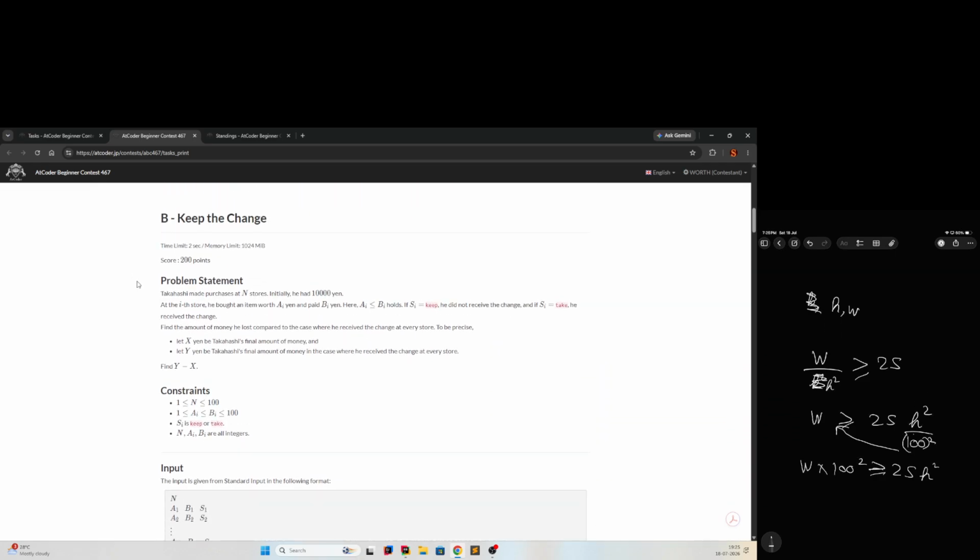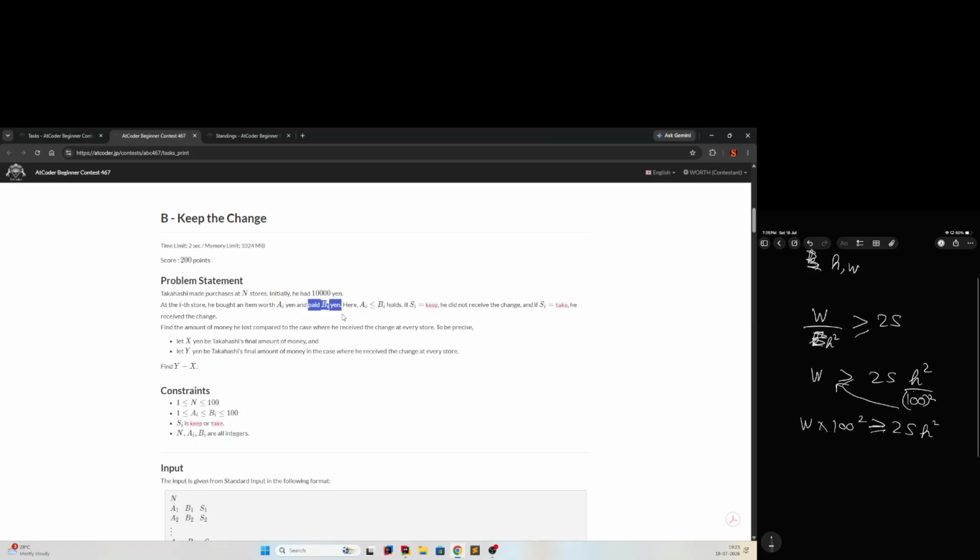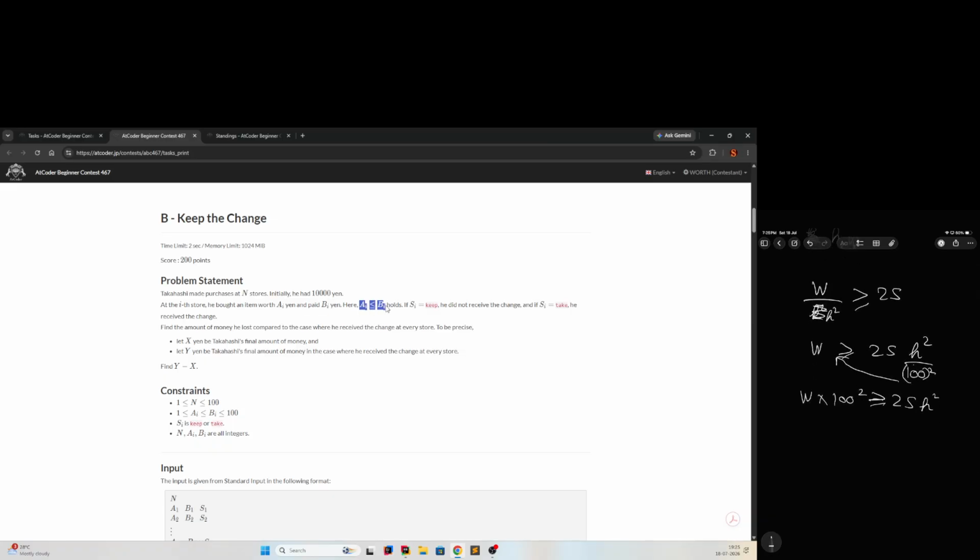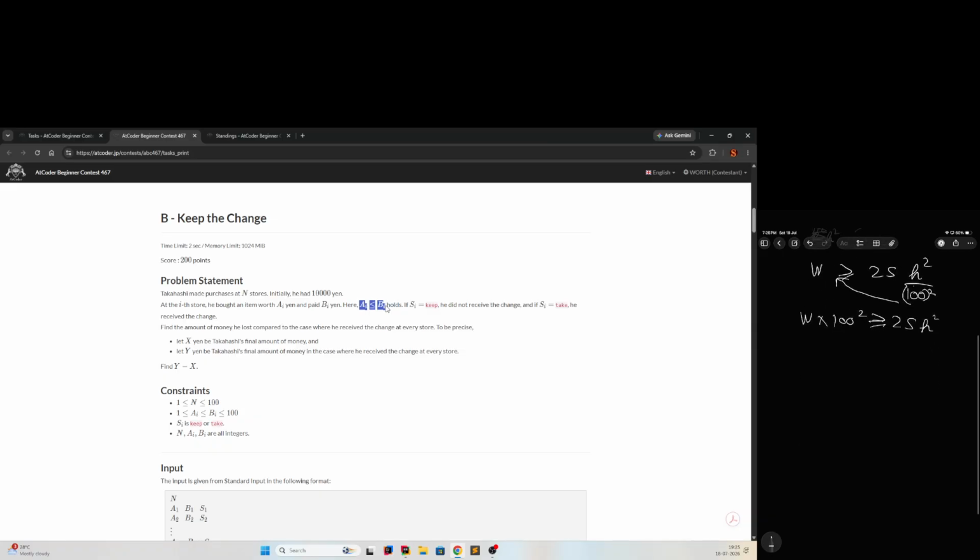The second one, we'll make purchases at n stores. If we buy stuff worth AI and we pay BI, we should get back the remaining value. Since it is guaranteed that BI is greater than or equal to AI, we should ideally get back BI minus AI. That is the extra we are giving. According to the store policy, if SI is keep, then we will not receive this change. If it is take, we will receive the change. So we have to tell the amount of money we have lost.